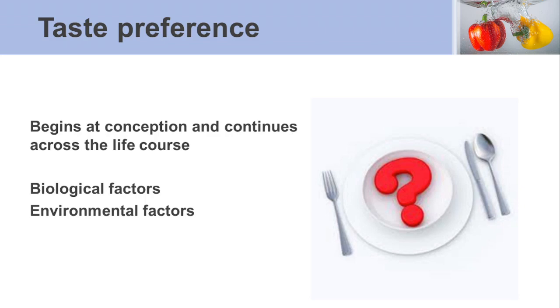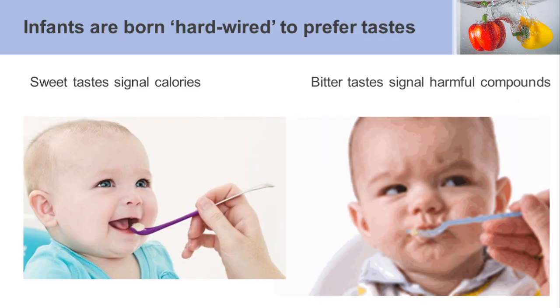The development of taste preferences is based on several biological and environmental factors that influence food intake. Newborn infants are hardwired to prefer the tastes that signal beneficial nutrients. For example, sweet taste signals calories and hence infants prefer to have sweet food. On the other hand, they reject bitter tastes because bitter tastes generally signal harmful compounds.